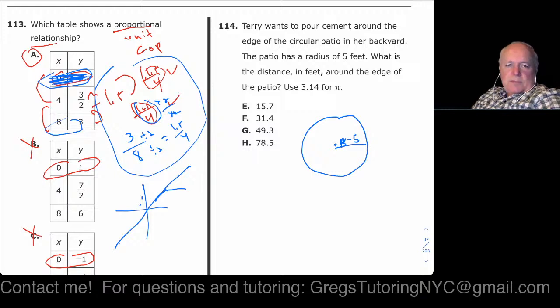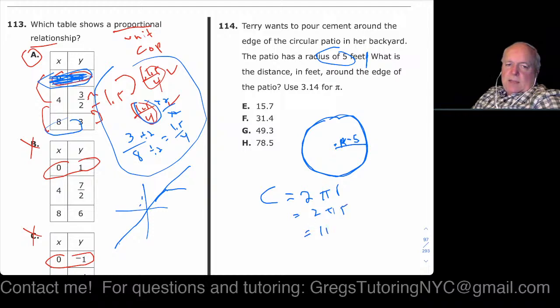We're up to here. What is the distance in feet around the edge of the patio? So what they're asking for is the actual circle. That's the perimeter of the circle. A perimeter of a circle is also known as its circumference. And you should all know your formulas by now. They're not going to give it to you. It's 2 pi r. And we just were told that the radius was 5. So we get 2 pi times 5, and that's equal to 10 pi.